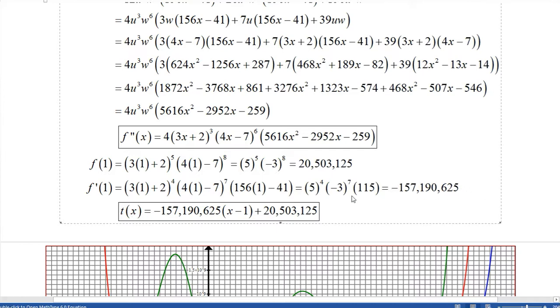Okay, so the tangent line is y equals, or t of x equals, the slope, which is the derivative, this negative 157 million, so forth, times x minus the x value of 1, plus the y value of the original function, which is 20 million something.